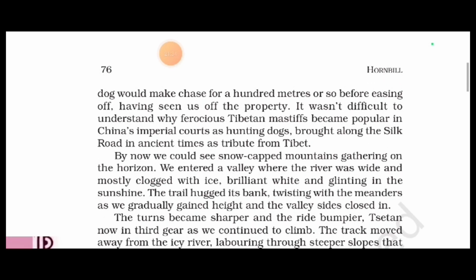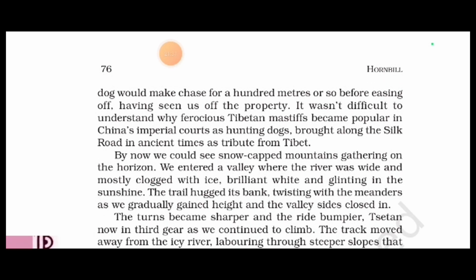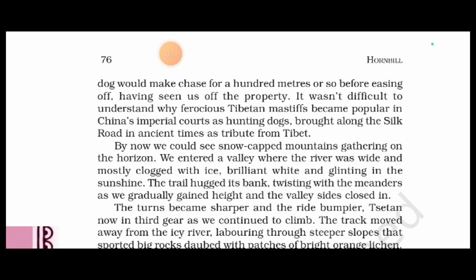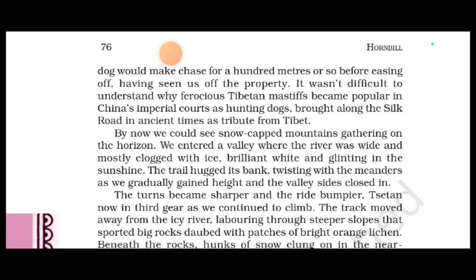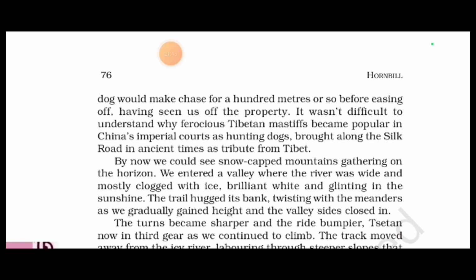The dogs would make a chase for 100 meters or so before easing off, having seen us off the property. Now they are saying these dogs would chase us, run behind us for 100 meters before easing off. Easing off means to stop following us, having seen us off the property, when we had gone far from their property.